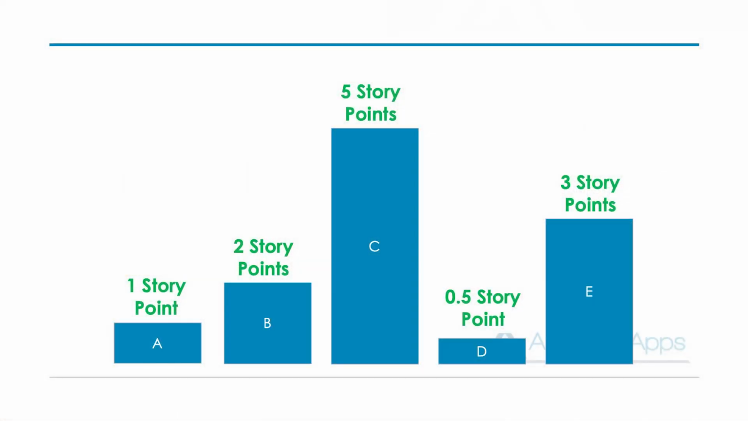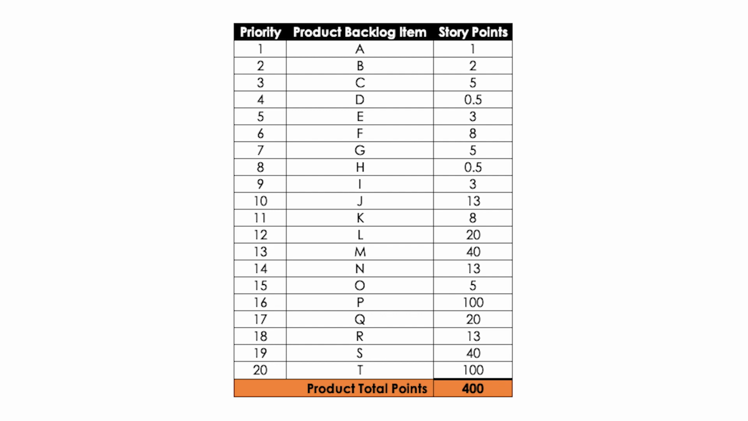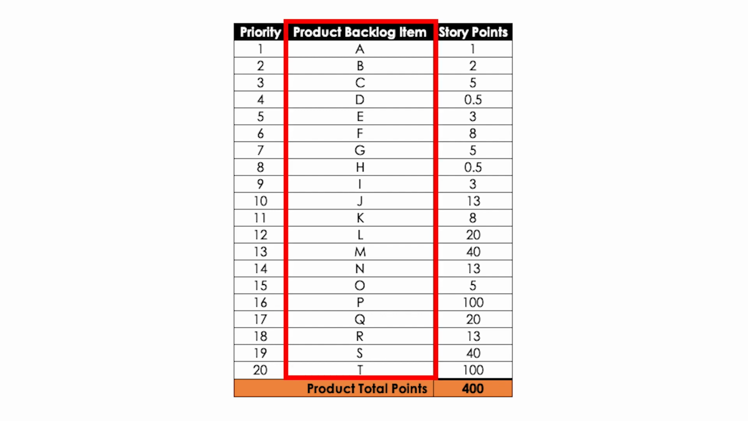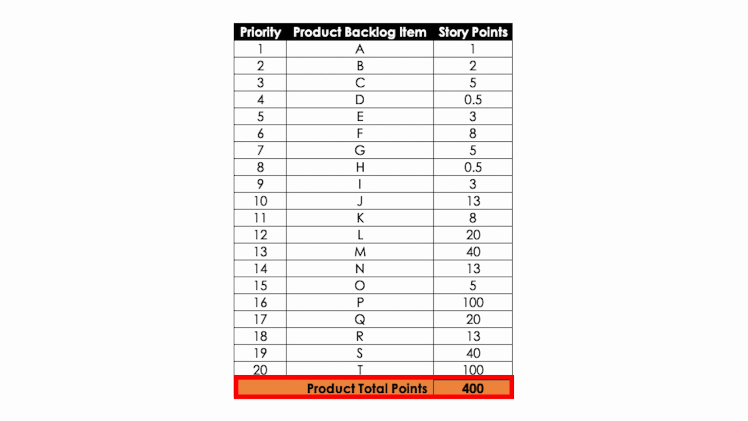In our earlier video on story points, I gave this example. We had 5 product backlog items, A through to E, and we gave each one a story point value. Now, extending on this example, let's imagine we prioritized them and put them in a product backlog. You'll see that we've got 20 product backlog items, A through to T, and each product backlog item has a story point value assigned. You'll also notice that there is a total number of points at the bottom there. If I take the summation of all those story points, it comes out to be 400.